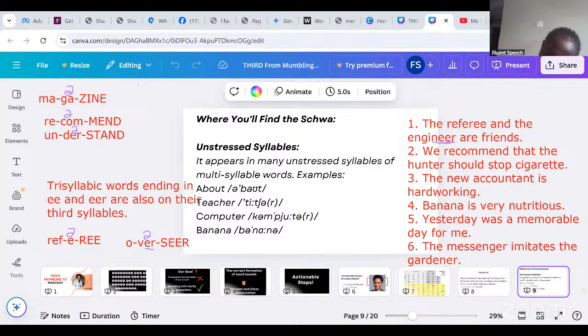The second sentence. We recommend that the hunter should stop cigarettes. So the hunter. There's a schwa also in hunter. Hunter has two syllables. Hunter. And the word is cigarette. There is a schwa in the G. Cigarette. We're stressing the R-E-T. We recommend that the hunter should stop cigarette.